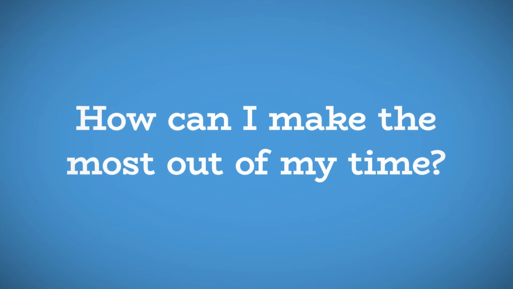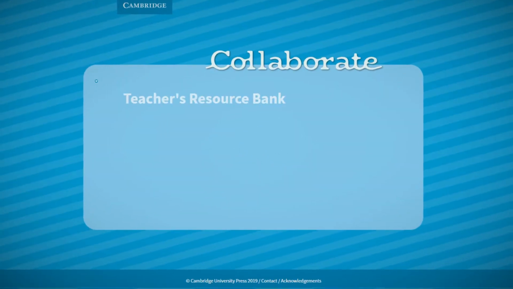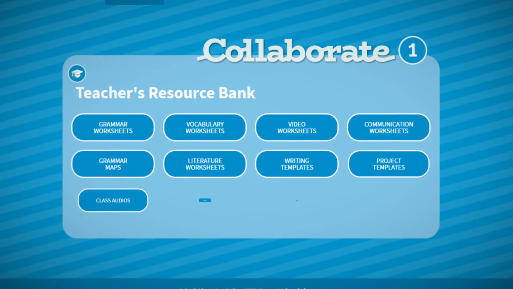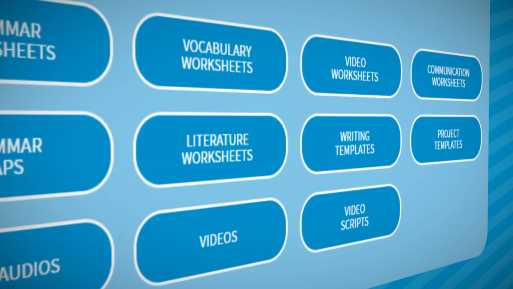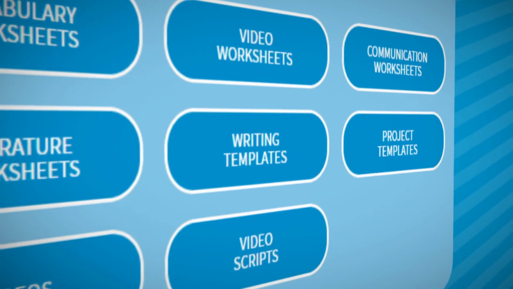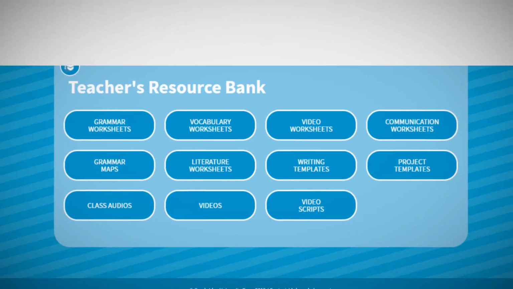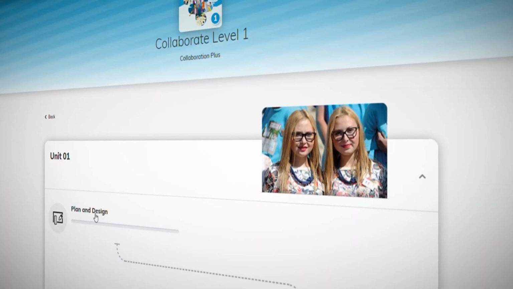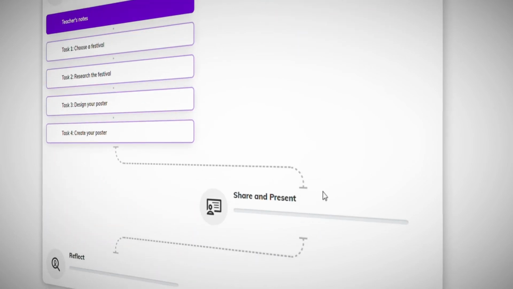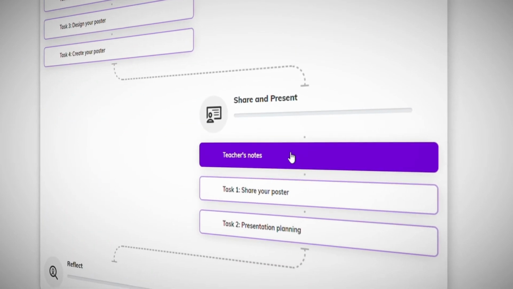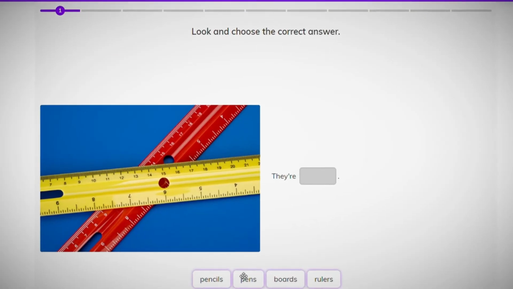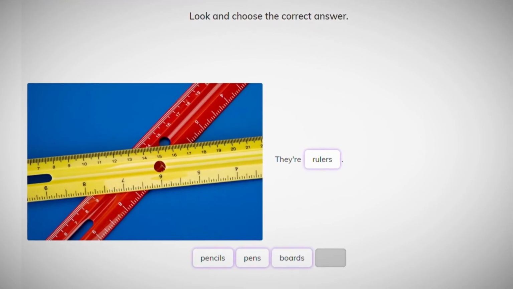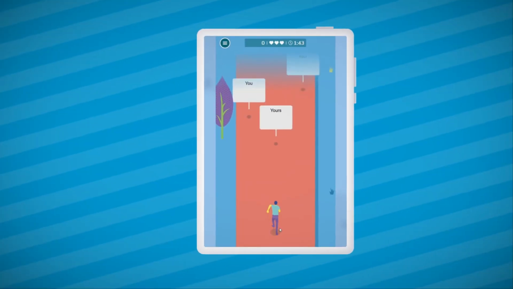How can I make the most out of my time? Collaborate has a variety of resources all in one place and ready to go. Actionable data insights within Cambridge One enable you to track progress, measure success, and drive results. You can engage learners at home with mobile-friendly tasks and make learning fun.